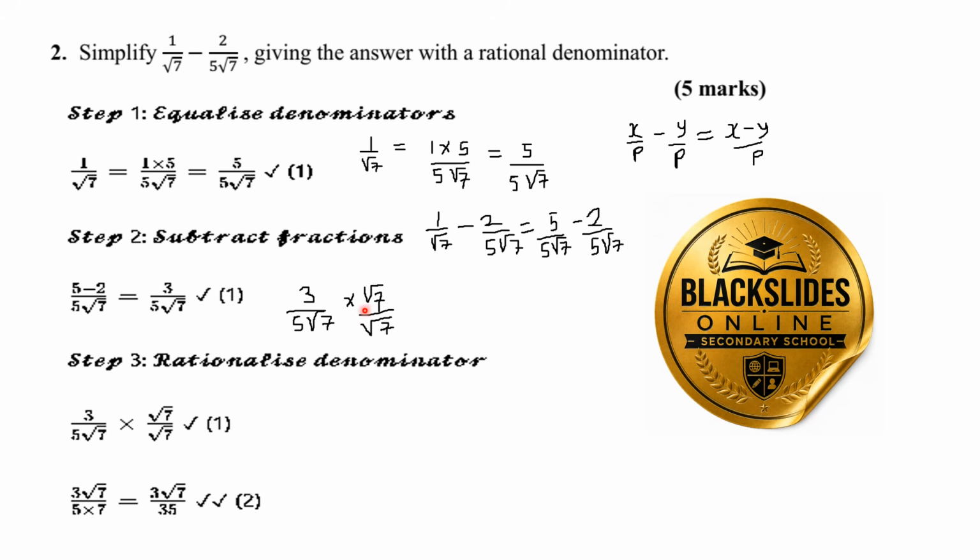So that 3 times root 7 is going to give you 3 root 7. And then the denominator will give you 5 times root 7 times root 7 again. We are doing this in order to remove the root sign from the denominator, which is called rationalizing the denominator.